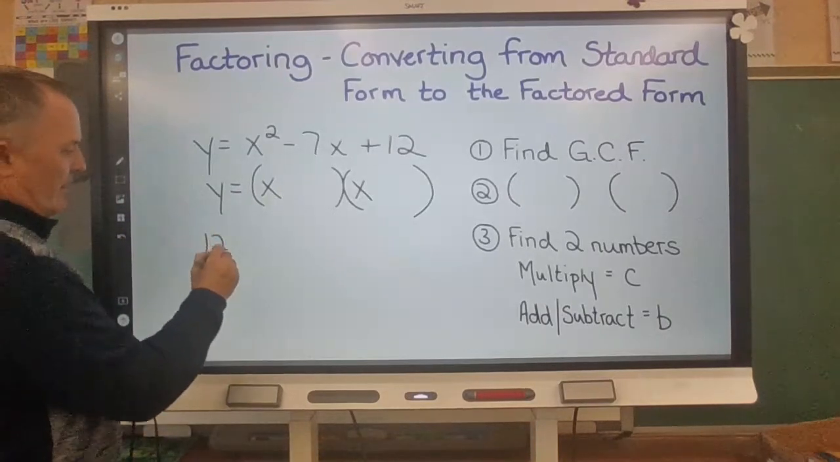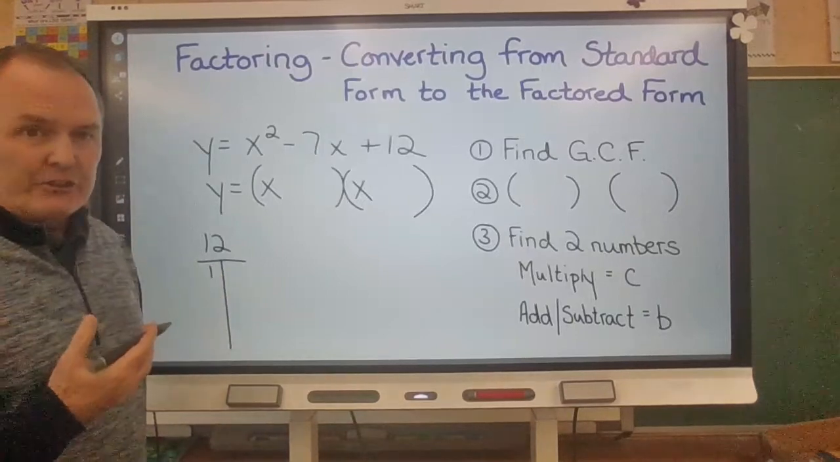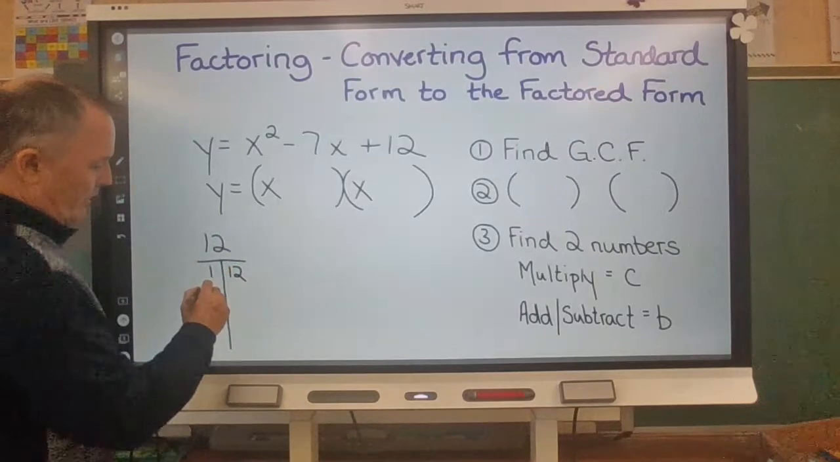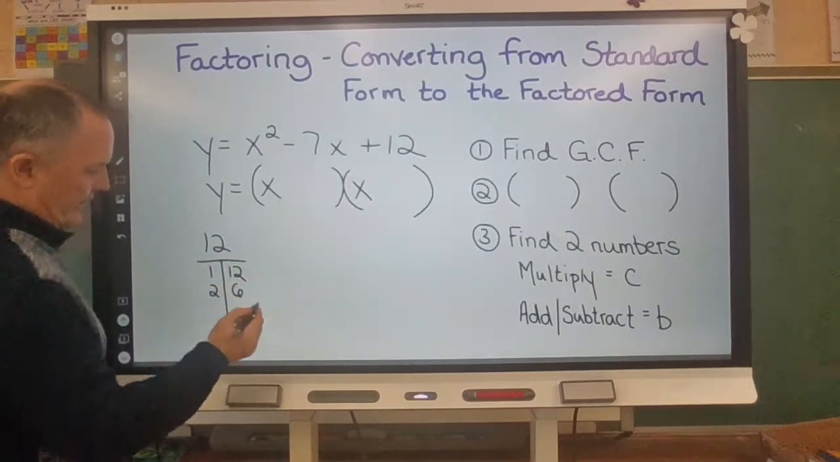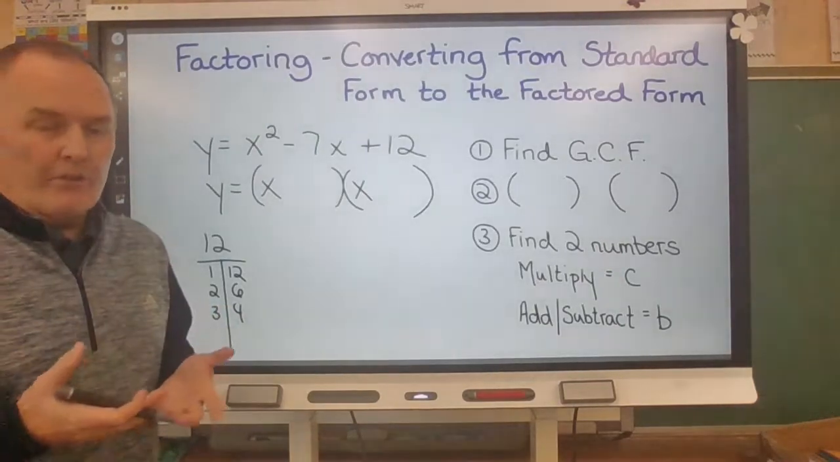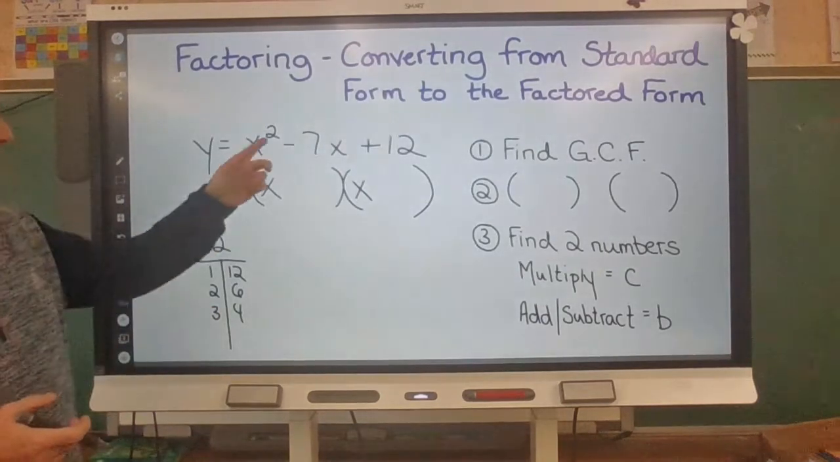So if you can't think about it in your head, once again, we can create a little factor tree and list out all the different factors of 12. 1 times 12, 2 times 6, 3 times 4. Those are all the combinations that we can use to get 12. All right, but to get 7.